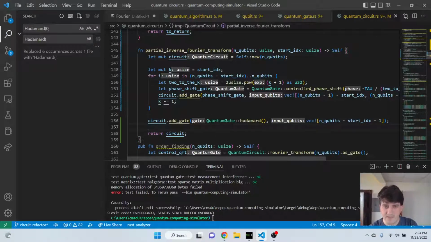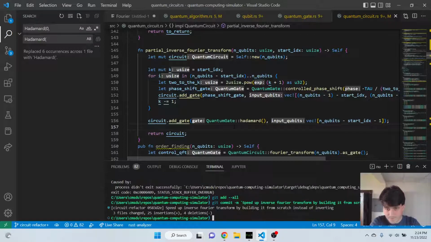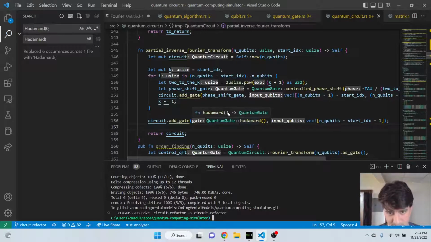Okay, I am going to call it there. I need to wrap up, and I feel like this is a sufficient, albeit maybe Pyrrhic victory. Speed up inverse Fourier transform by building it from scratch instead of inverting. And next time we will get back to figuring out why we're still ooming. Doesn't really seem like we should.